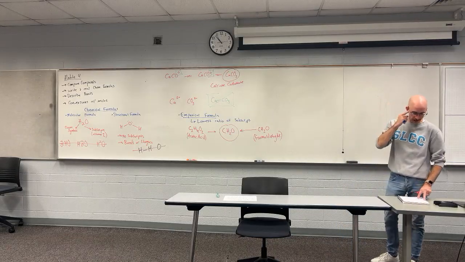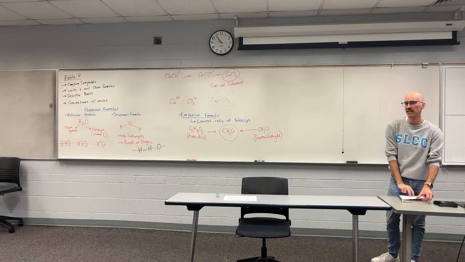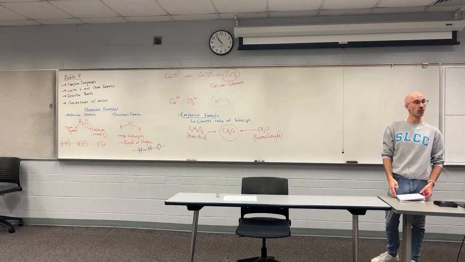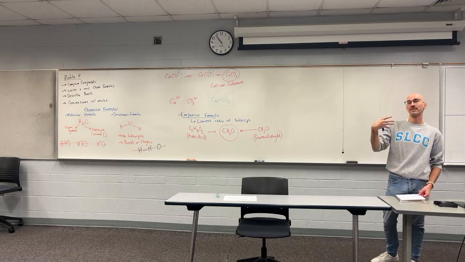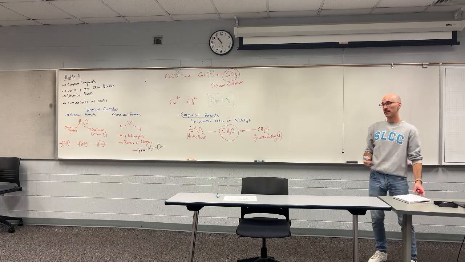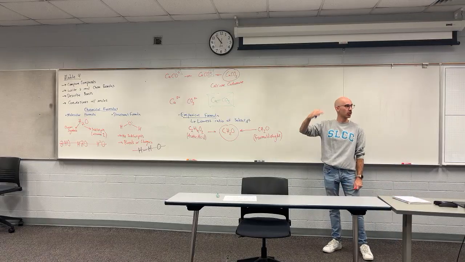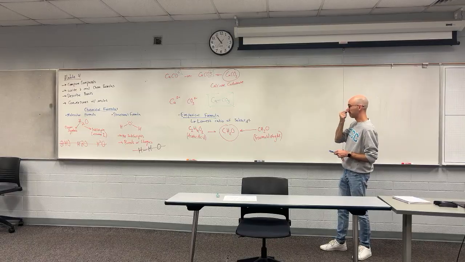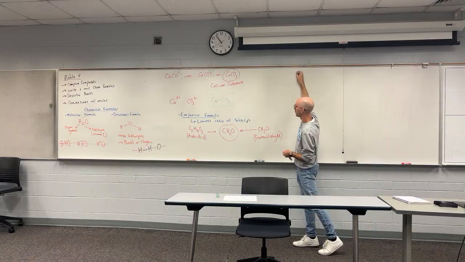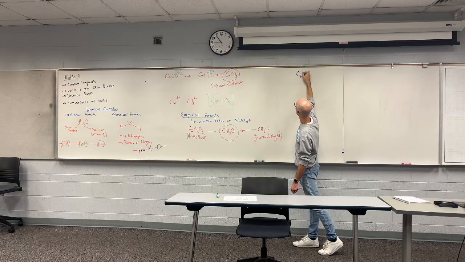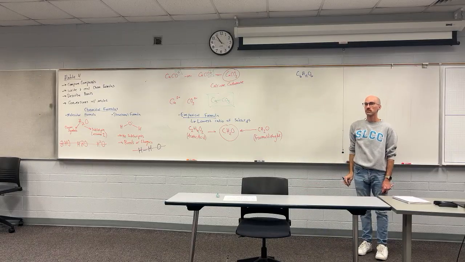So those are your formulas. Empirical, not necessarily the most useful piece of information, but sometimes it's the only piece of information that your experiment will give you. And then you have to find out, is that actually the ratio, or do I need to multiply it by some whole number? So we could imagine a chemical that has chemical formula C6H12O6.